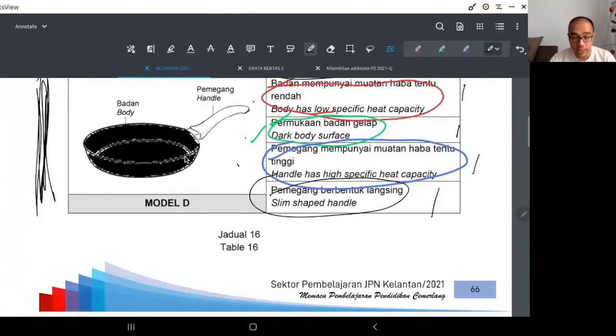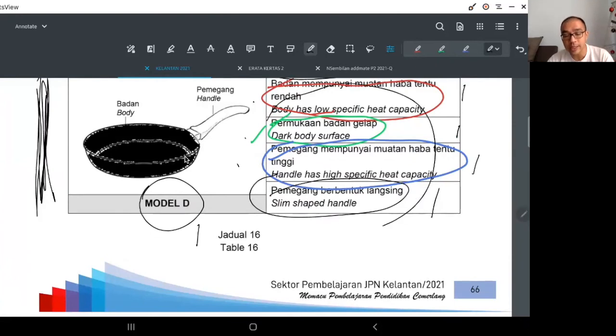Okay, then you make the best choice. The best choice is D. Okay, 1 mark. So where is the final mark? The final mark is you write all this again. All of it. Okay, write all of it again in order to get that.